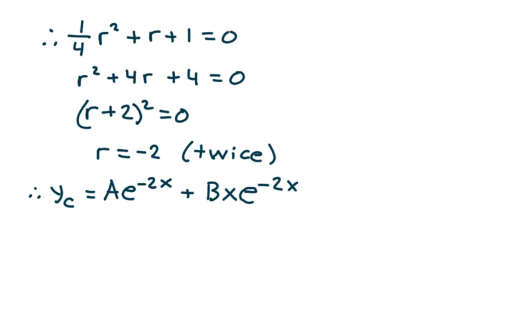Multiply both sides by 4, and we get r squared plus 4r plus 4 equals 0. Solving for r, I get r equals negative 2 twice. So my complementary solution is y sub c is ae to the negative 2x plus bxe to the negative 2x.